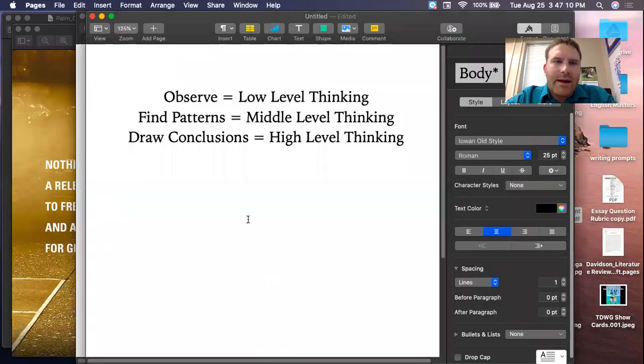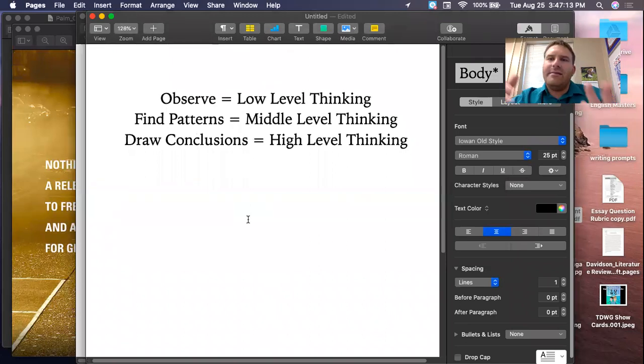Yesterday we talked about the six levels of thinking: knowledge, comprehension, application, analysis, synthesis, and evaluation. In that PowerPoint, if you watched the video yesterday, I chunked those into three sections of low-level, middle-level, and high-level thinking. These skills are not necessarily independent of one another. Believe it or not, you do all these things at the same time. When you read, you use all three of these thinking skills, and when you write, you use all three of these thinking skills.